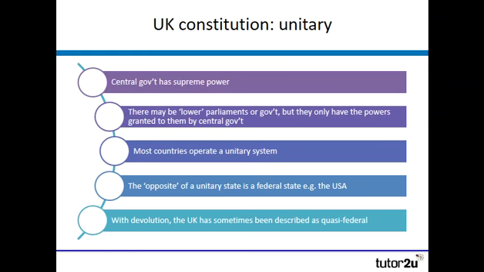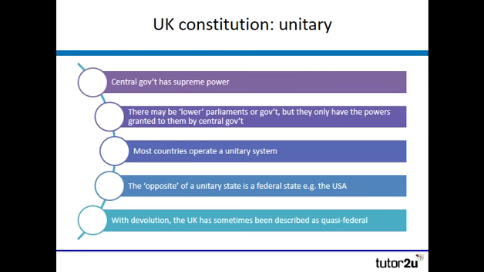A third feature that is really important when we're looking at the UK constitution and the so-called Westminster approach to the political process is that our UK constitution is unitary. The UK is a unitary state. This means that the central government, in other words, Westminster, has supreme power over all other areas and all other forms of government within the country.